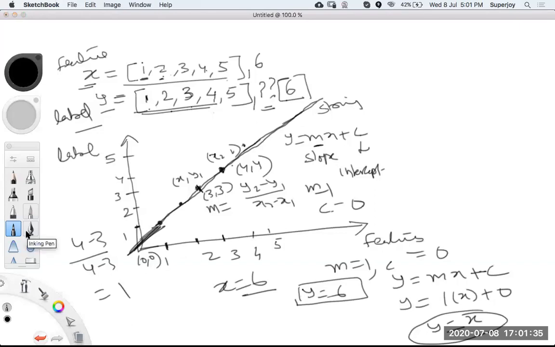I was trying to explain to you how visually we were able to understand that drawing a straight line was helpful for us to understand the relationship, find the mapping function and perform the prediction, guys, right? So that is there.